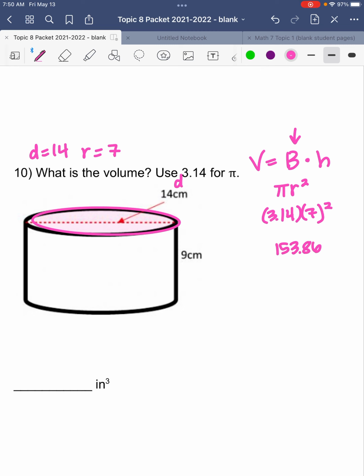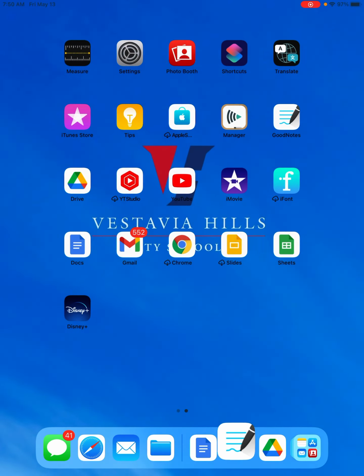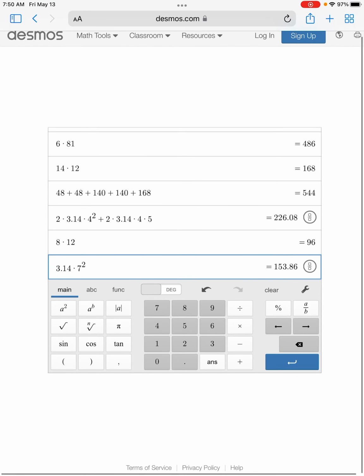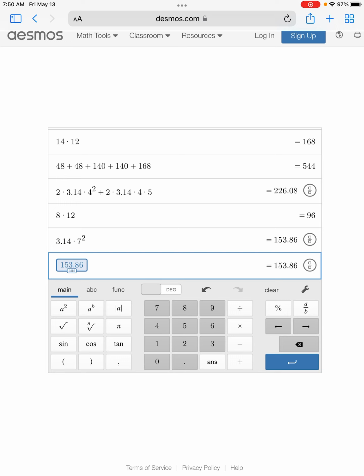Now I just multiply that by the height. How far apart are those two circles? Well, they're 9 centimeters apart. So I'm just going to multiply that times 9. And that's going to give me the volume of my figure. So we're going to go back to our calculator. I'm going to hit the answer button down here to copy that answer, and I'm just going to multiply that times 9, and I get 1,384.74.